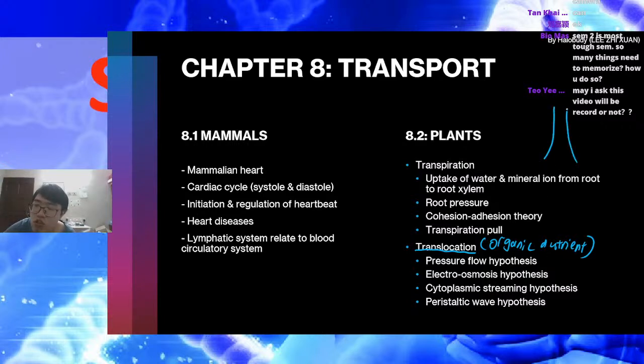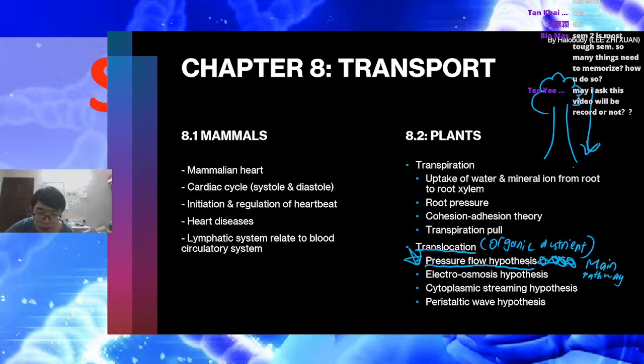In translocation, you all know the flow is from leaf to root. The nutrient will be transported from the leaf to the root, but there are four ways from here to here. The most important way is the pressure flow hypothesis. This is the most important. It doesn't mean the other three are not important, they are important too, but this one is the most important, because this is the main pathway of organic nutrient transport from leaf to root. The other three are alternative pathways.